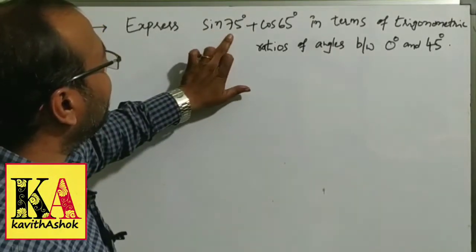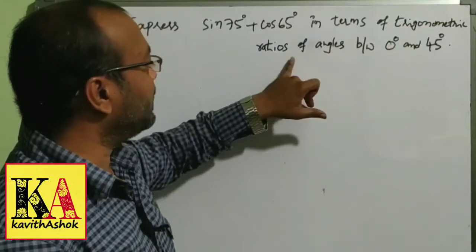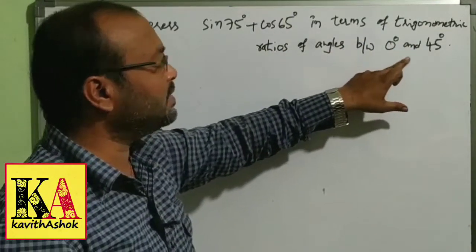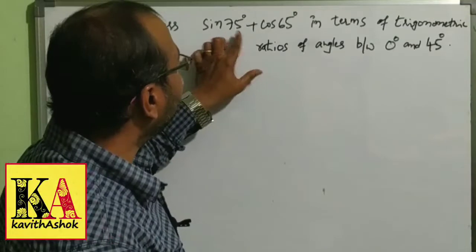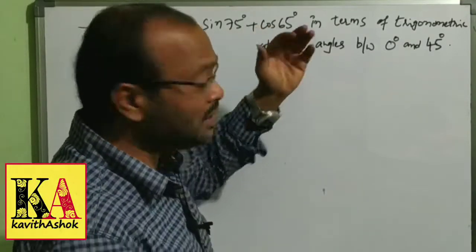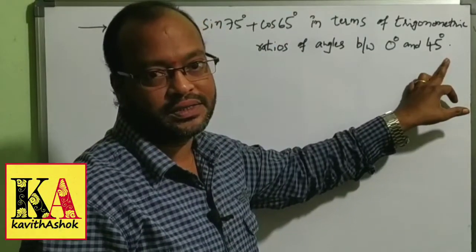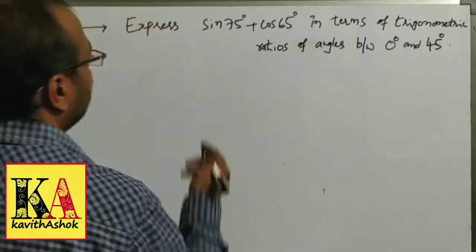Express sine 75 degrees plus cos 65 degrees in terms of trigonometric ratios of angles between 0 degrees and 45 degrees. Here the angles are 65 degrees and 75 degrees. Our aim is to convert those angles so that they lie between 0 and 45 degrees. Is it clear now? So how can we convert? Look here now.